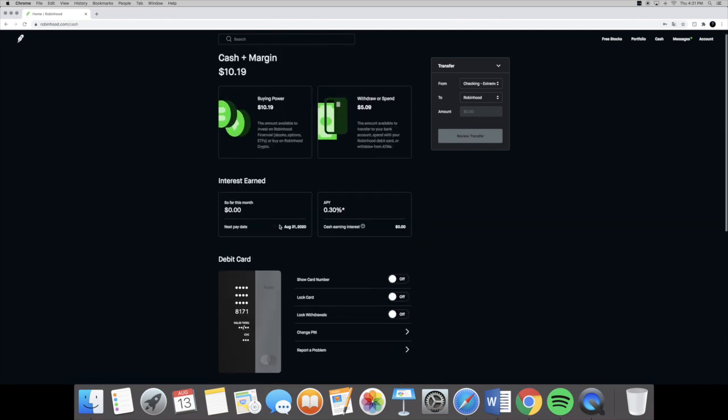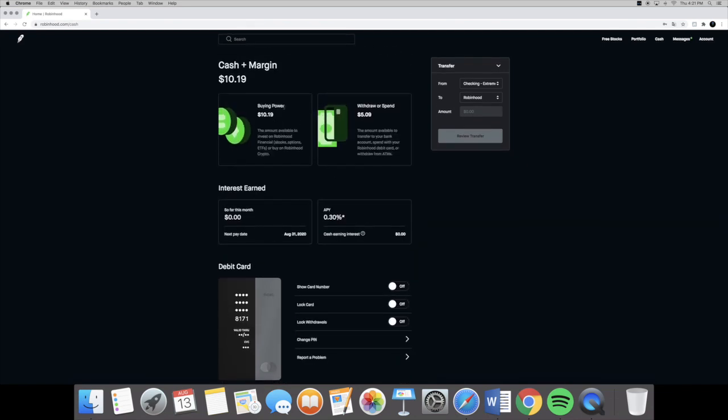Right here, when it says buying power, that means that's the amount of money you have available right away to conduct any trades.